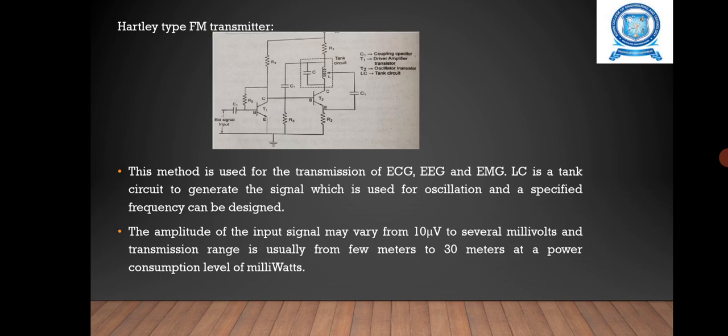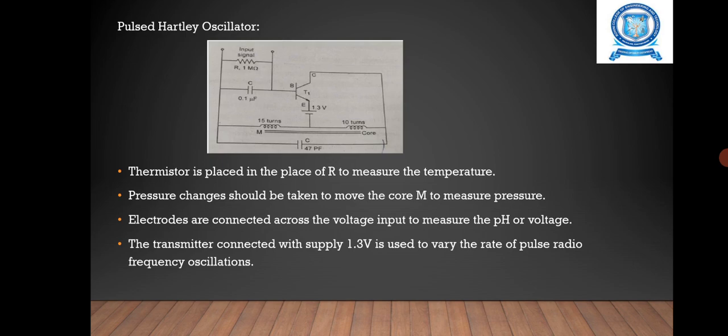Next is the pulsed Hartley oscillator. This method is used for the transmission of temperature and pressure signals continuously for long periods. The thermistor is placed in the place of R to measure the temperature. Pressure changes move the core M to measure pressure. The electrodes are connected across the voltage input to measure pH or voltage. The transmitter connected with the 1.3 volt supply is used to vary the rate of pulse radio frequency oscillation. Continuous wave operation can be obtained by reducing the value of resistor R. One advantage here is that power consumption is very low.